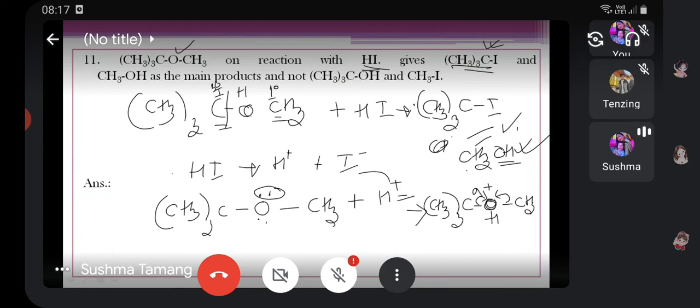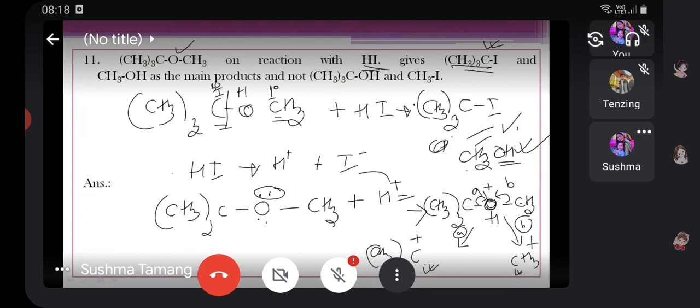Suppose A and B. If it follows path A, what you will get here is (CH3)3C positive, okay. If it follows path B, then what you will get is CH3. If the bond between O and the CH3 breaks, you will get a CH3 plus ion. Right? Now here you see, in the two pathways you are getting two different carbocations.